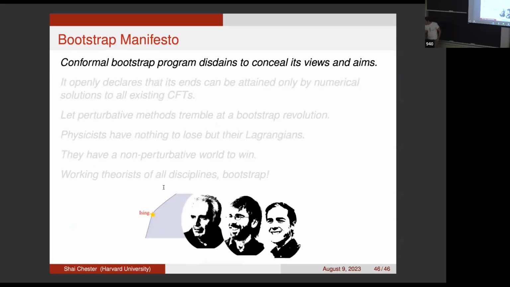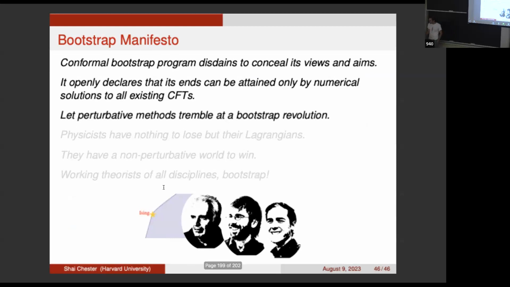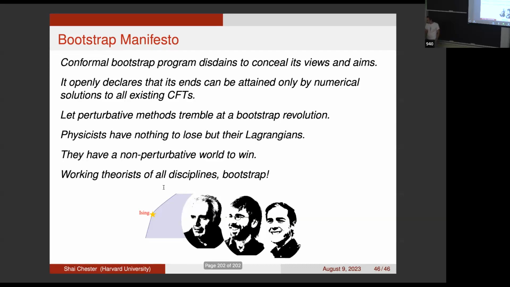So to conclude, the Bootstrap Manifesto: the Conformal Bootstrap program disdains to conceal its views and aims. It openly declares that its ends can be attained only by numerical solutions to all existing CFTs. Let perturbative methods tremble at a bootstrap revolution. Physicists have nothing to lose but their Lagrangians. They have a non-perturbative world to win. Working theorists of all disciplines, bootstrap.